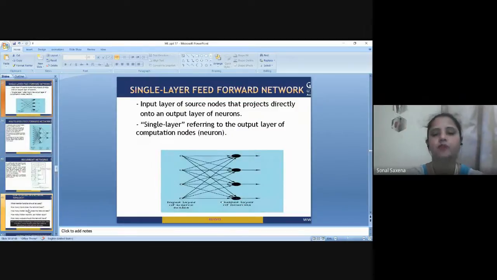You can see the feed-forward network, the input layer of the source nodes that projects directly onto the output layer of neurons, and the single layer referring to the output layer of the computation nodes. So this is what we are looking at.